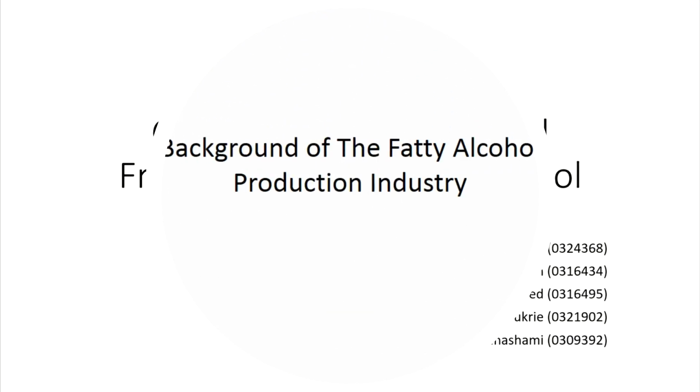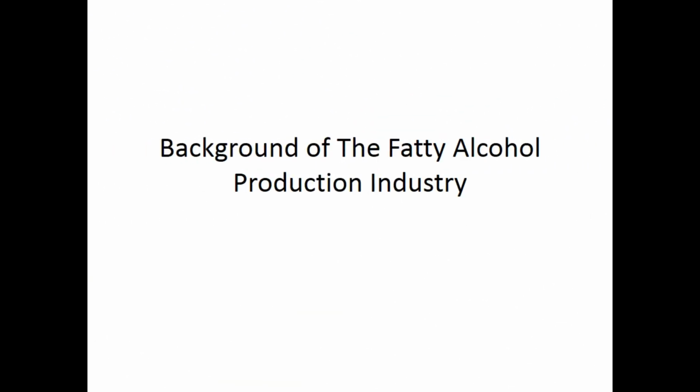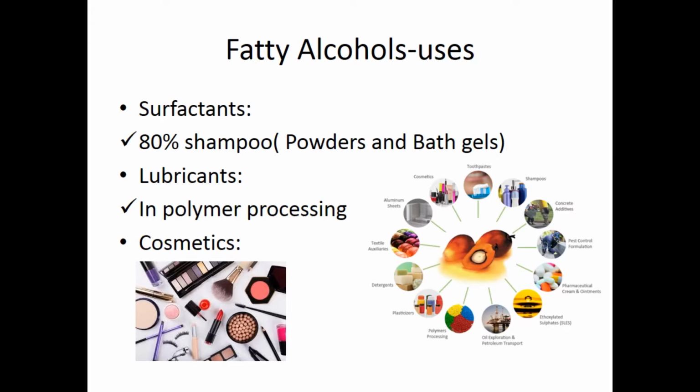Here I will present the background of the fatty alcohol production industry. Firstly, the uses. All the industries get their natural fatty alcohols by converting the fatty acids in natural sources, like palm oil, into fatty alcohol by using the hydrogenation process. Fatty alcohol has many uses in industrial production, like surfactants, of which 80% of its production is for shampoo, and lubricants in polymer process.